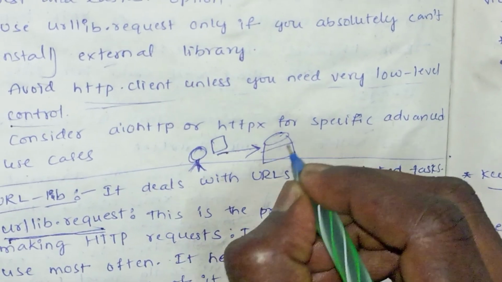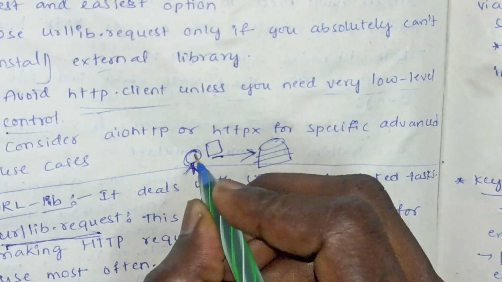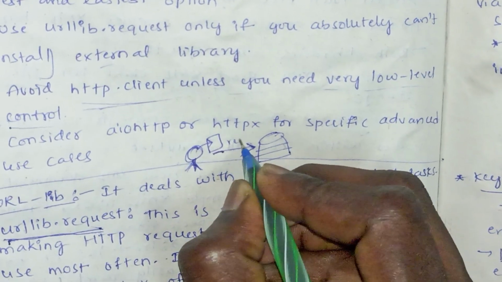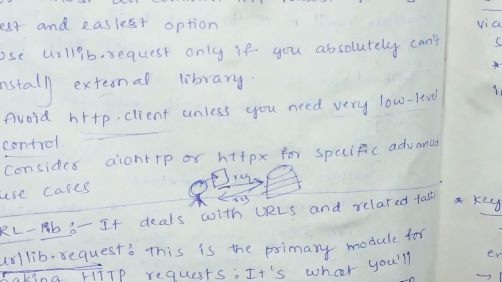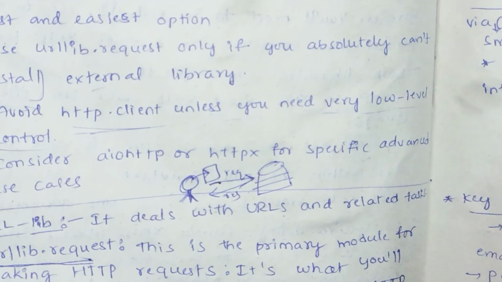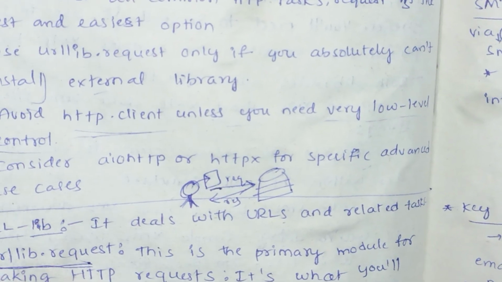So what is the server? A server is a collection of data, and whatever the user requests, it will give the response. This is done by using the urllib library. The urllib library has some specific operations, and the first one is request.